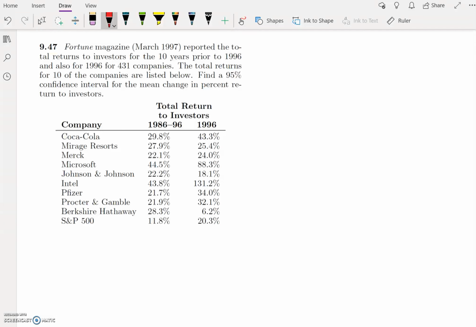Then let's look at the third problem. Fortune magazine reported the total returns to investors for the 10 years prior to 1996 and also for 1996 for 431 companies. The total returns for 10 of the companies are listed below. Find the 95% confidence interval for the mean change. In this problem, it's obviously a paired problem, because each company has its own total returns to investors through the years. So it's a case 4 problem.